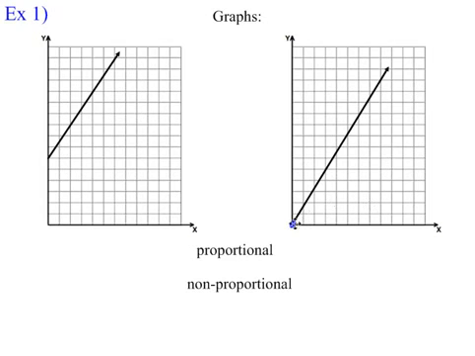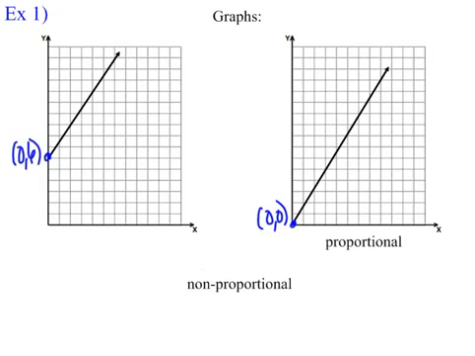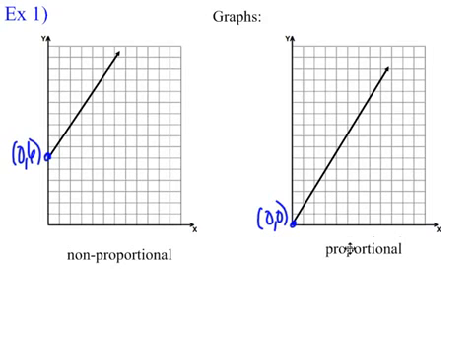If we look at the graph, we'll notice that this graph passes through the point 0, 0. This one here passes through the point 0, 6. We know that in order for it to be proportional, it must go through the origin. It is not proportional when it passes through another point other than the origin. So that's our first part of our definition of proportional versus not proportional.